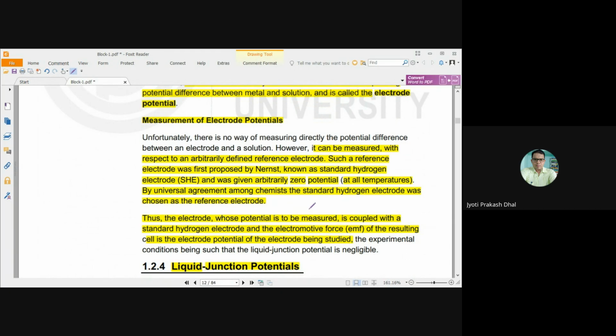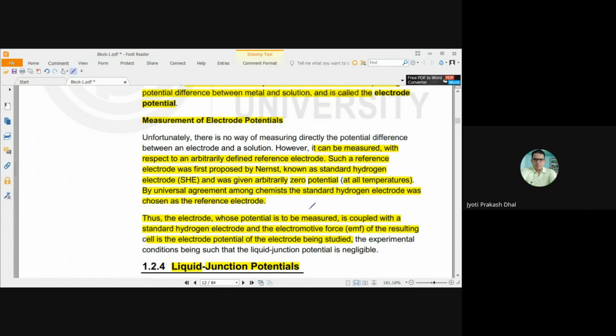So directly we cannot measure the potential difference between the electrode and the solution, but it can be measured in an indirect method. That means by choosing one reference electrode. Such a reference electrode was first proposed by Nernst, and that is known as the standard hydrogen electrode, or in the short form, SHE.